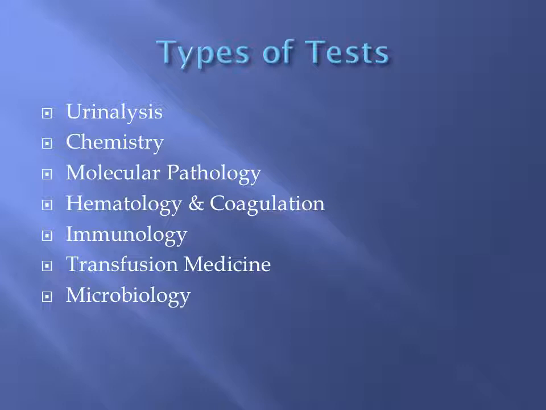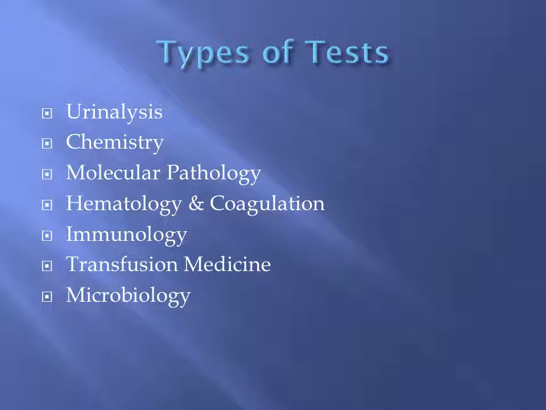Hematology and coagulation are tests performed on blood samples. Tests are specific to blood components. We have the complete blood count, or CBC, and the PT, or prothrombin time, which measures the time needed for a clot to form in the blood plasma.